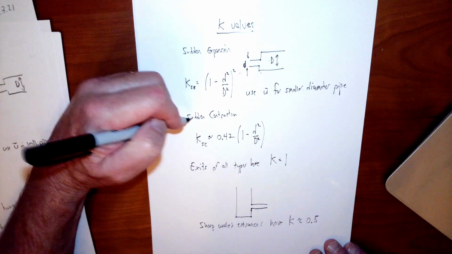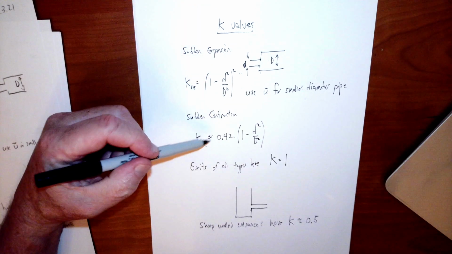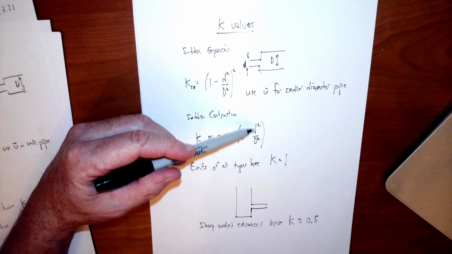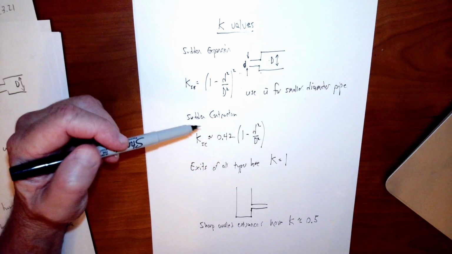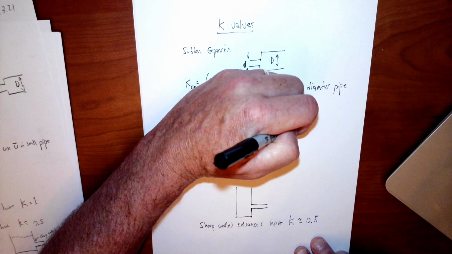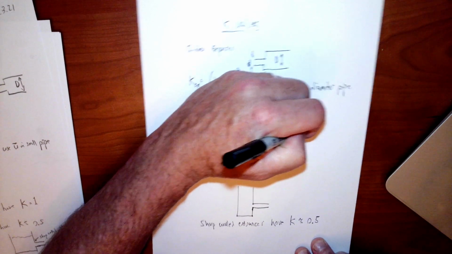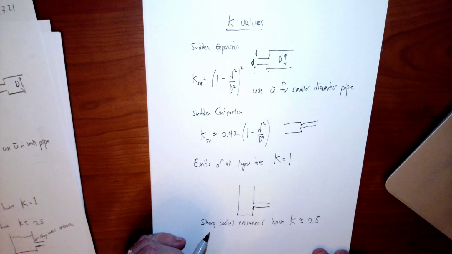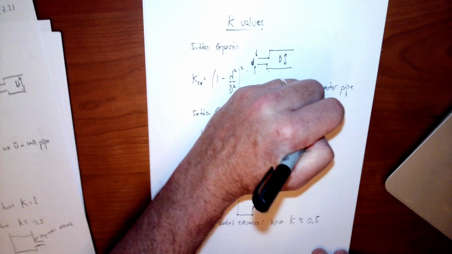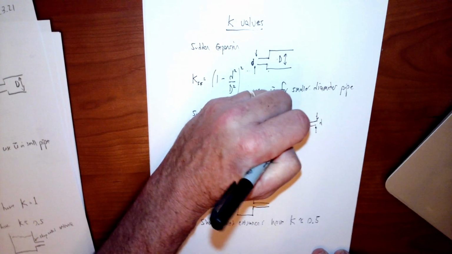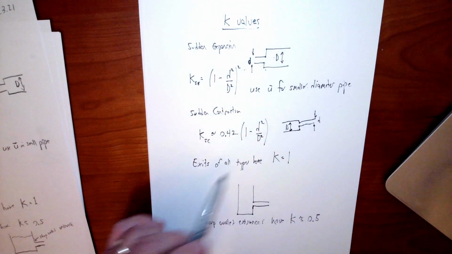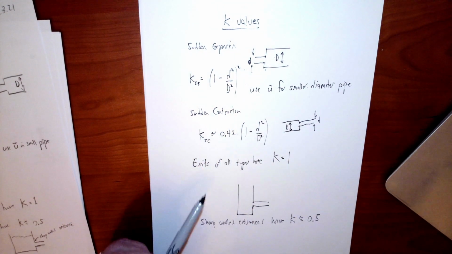For sudden contraction, similarly, there's a formula. Sudden contraction is 0.42 times 1 minus little d squared over big D squared. So that's the opposite situation, where you have a bigger pipe and it suddenly goes into a smaller pipe with a sharp contraction like that. So you have the small d here, of course, and the bigger D over here. So it's just the opposite of sudden expansion. So sudden contraction has a formula you can use as well.